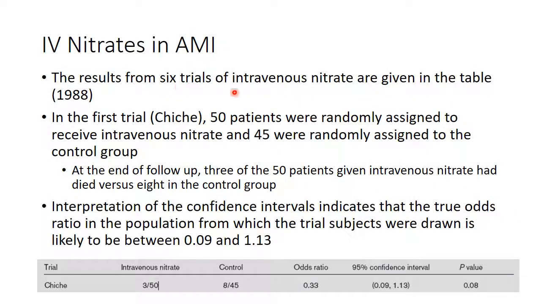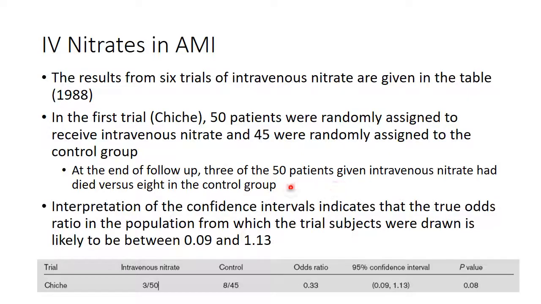So the results from the 6 trials of IV nitrates are given on that table we saw, and again, this is pretty old data. This is back from '88. We've come a long way from here, but this is good for historical reference. In the first trial, the Cheech trial, 50 patients were randomly assigned to receive IV nitrate versus 45 randomly assigned to the control group. At the end of the follow-up, 3 of the 50 patients given IV nitrate had died versus 8 in the control group.